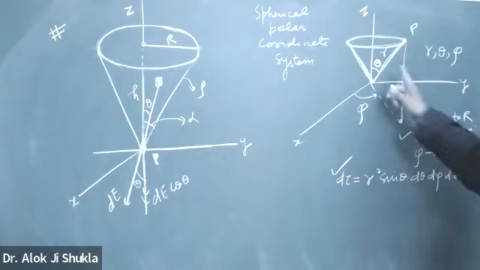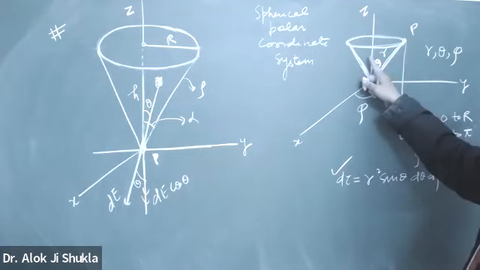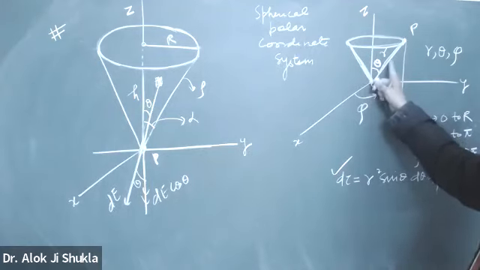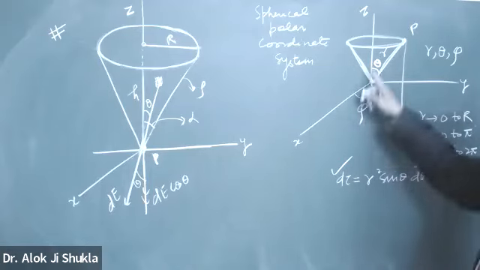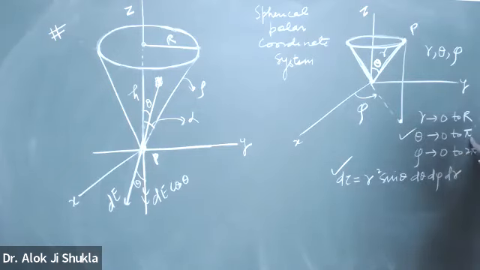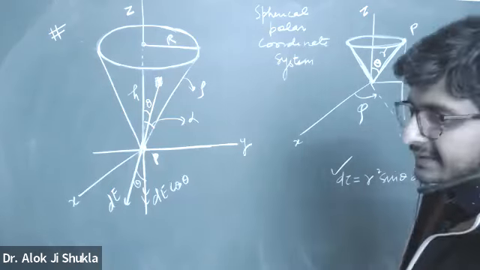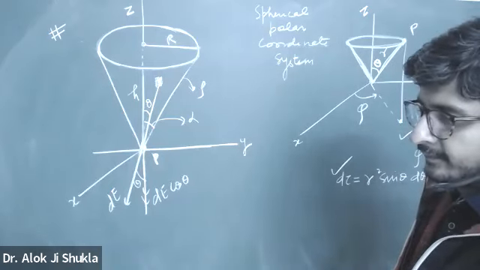So in spherical polar coordinates, if I take theta from 0 to alpha, it will be a cone. ये बात समझ में आई? और अगर मैं थीटा को 0 से 2 पाई कर दूं तो स्फेयर बन जाएगा. Is that okay? Hello? Yes, sir. ये बात समझ आ रही है? Yes, sir.